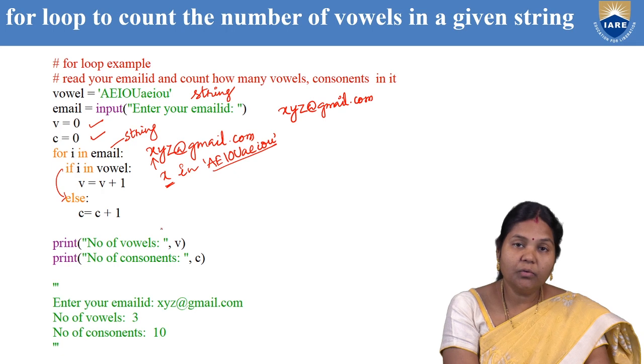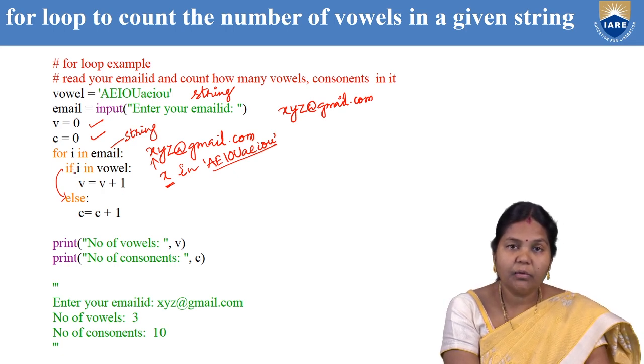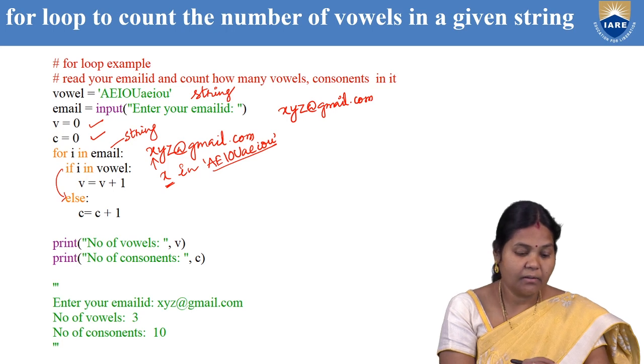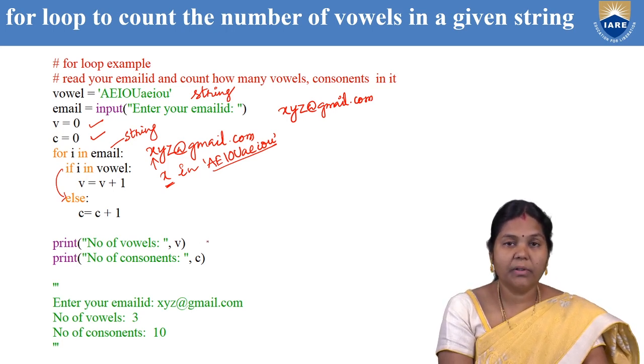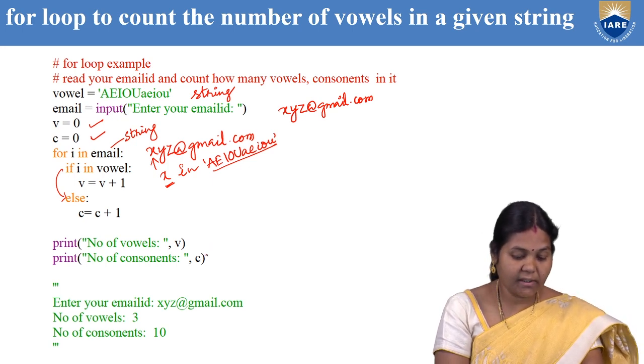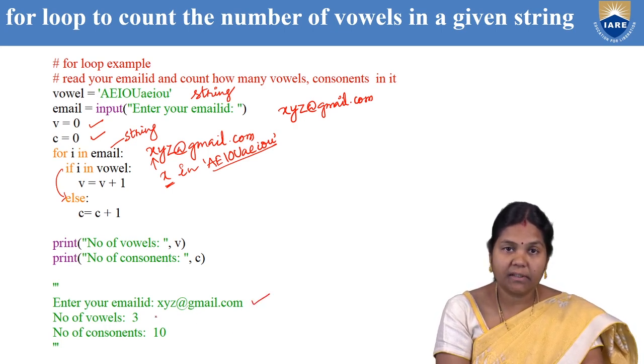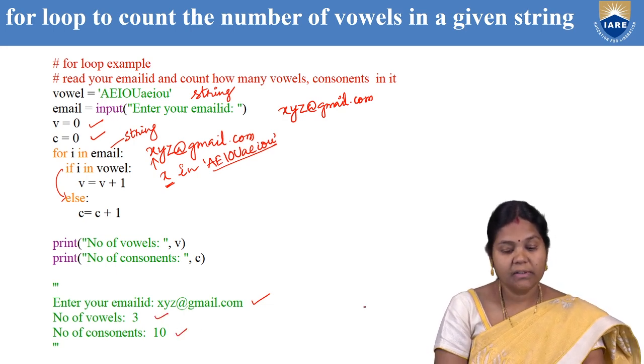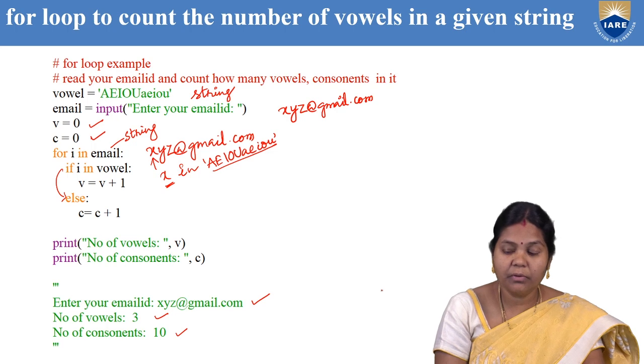So when this loop is over, that means when this variable i has iterated over the complete string, we will get our output and we will finally print how many vowels and how many consonants are there in this string. So you can see here, if the input is xyz@gmail.com, then the number of vowels is 3 and the number of consonants is 10. So this way the normal for loop works.